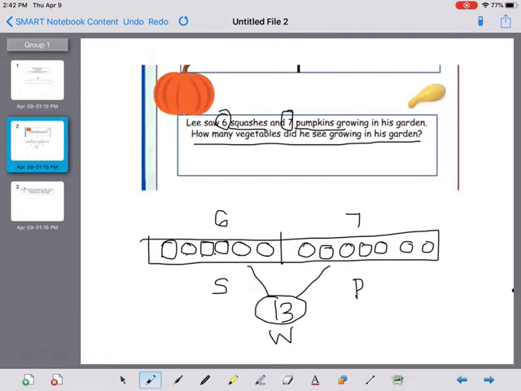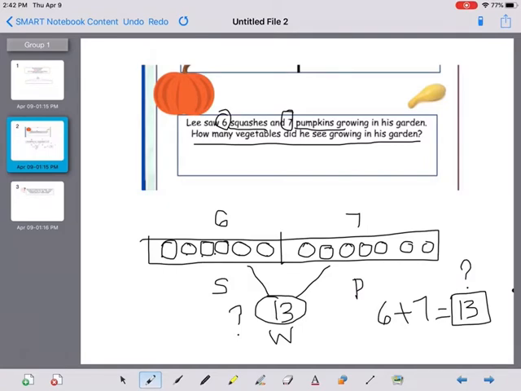Okay. Our next step would be to write a number sentence and a statement. Our number sentence, let's say the story so we can write it in order. 6 squashes were growing in the garden plus 7 pumpkins. Together, that makes 13. 13 was our unknown. Another thing we like to add is a question mark to the unknown in the problem. And last but not least, we need to write a statement explaining the answer. How many vegetables did he see growing in the garden? Use your words in the question.